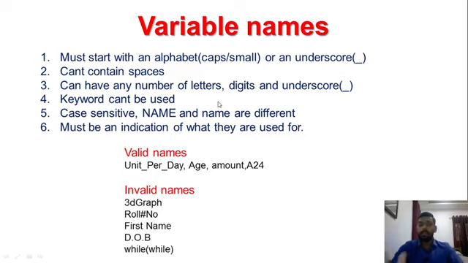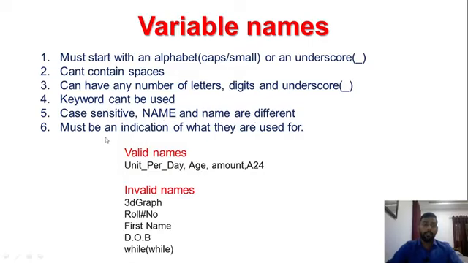Variables are also called identifiers, because these are used to identify something. When we write roll number, it's used to identify roll number. We will store roll number in that variable, not name or marks. Then it is case sensitive. Name and NAME are different, of course, one in caps and one in lowercase. Python is a case sensitive language.